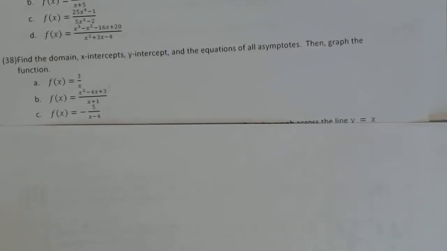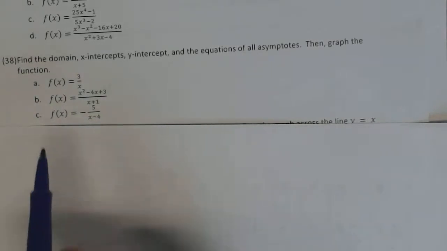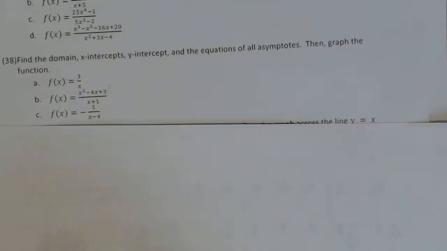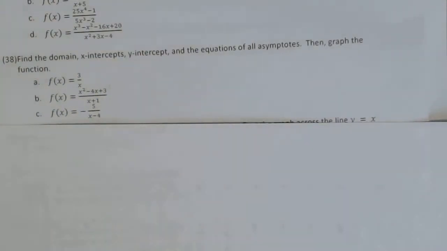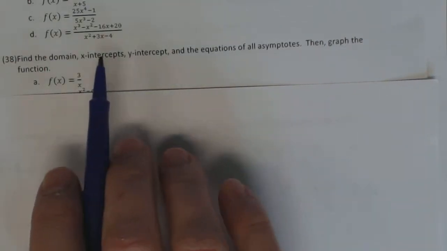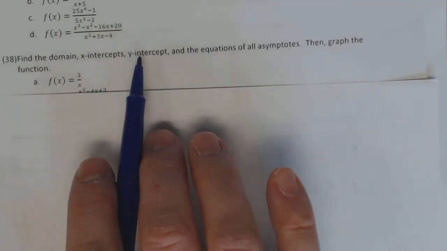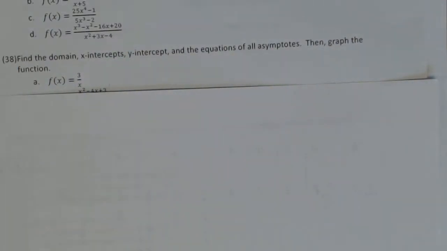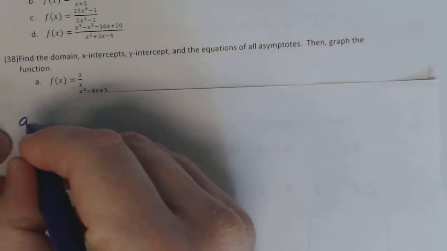Alright, so let's look at number 38. We have to find basically everything about these rational functions. We've got to find the domain, x and y intercepts, and then all the asymptotes. Then we're going to graph the thing. In my opinion, it's probably easier to find the x-intercept, the y-intercept, your asymptotes, graph it, and then do the domain.